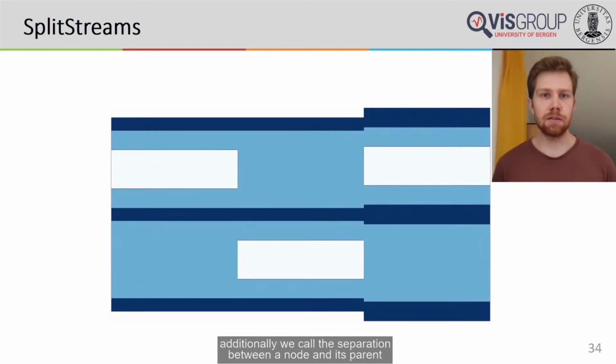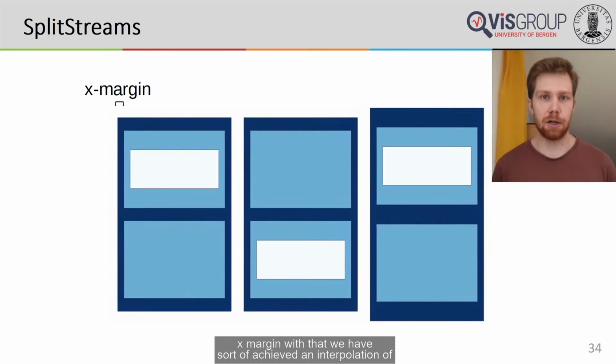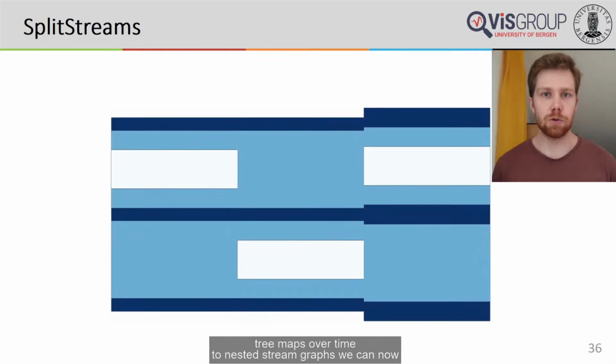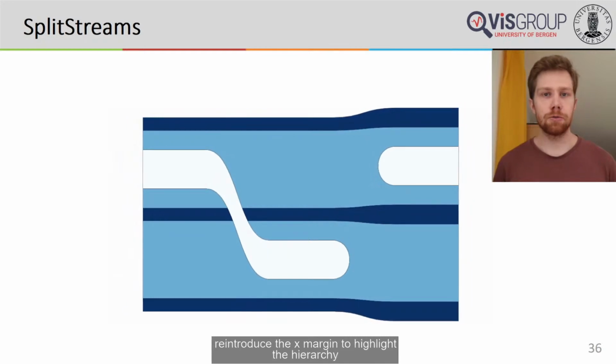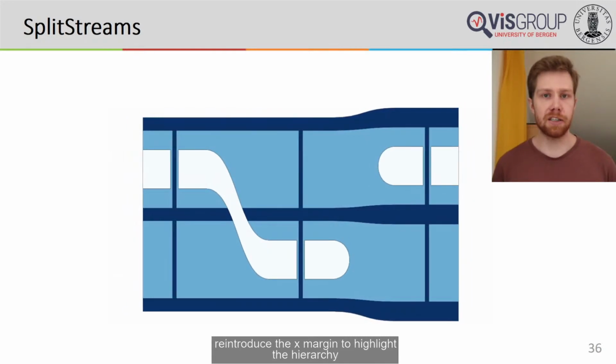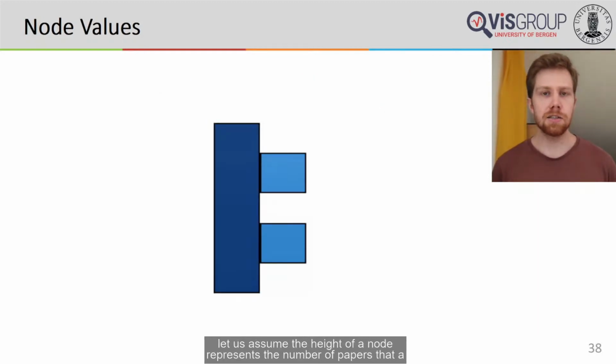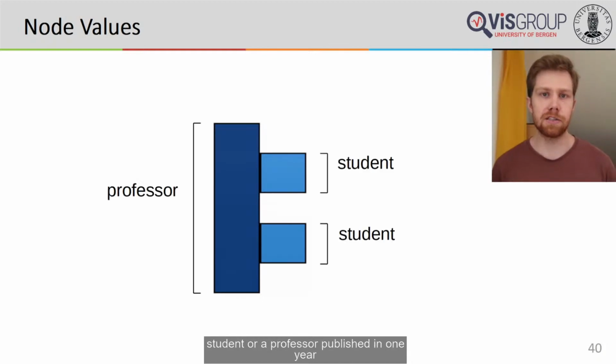Additionally, we call the separation between a node and its parent X margin. With that, we have sort of achieved an interpolation of tree maps over time to nested stream graphs. We can now reintroduce the X margin to highlight the hierarchy, and we call the position where the X margin is applied a split. And we call this visualization a split stream. But this is not all, because we have not yet talked about node values. Let us assume the height of a node represents the number of papers that a student or a professor published in 1 year.